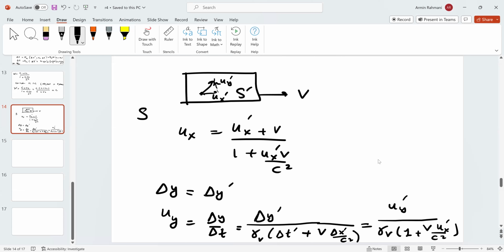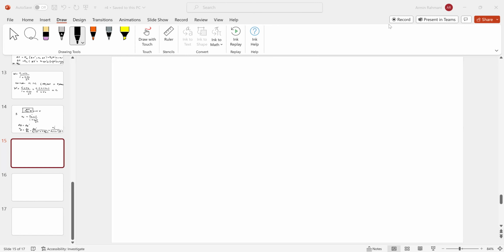Again, in the Galilean case, when v is much smaller than c, gamma goes to 1, and v ux prime over c squared goes to 0. So the velocities in the vertical direction are going to be the same when we go back to Newtonian physics.